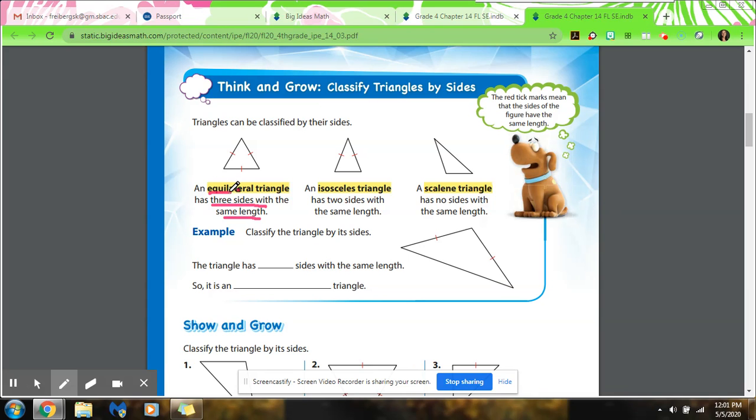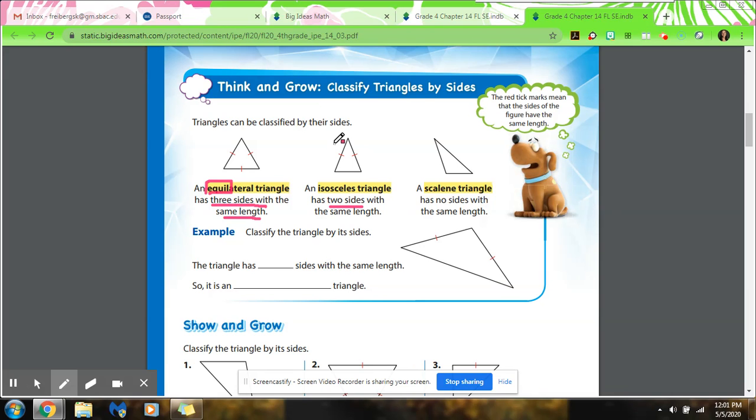A little small word here we can look at is the word equal. They all have an equal amount of sides. The second definition is called an isosceles triangle. Isosceles triangle, which has 2 sides the same length.